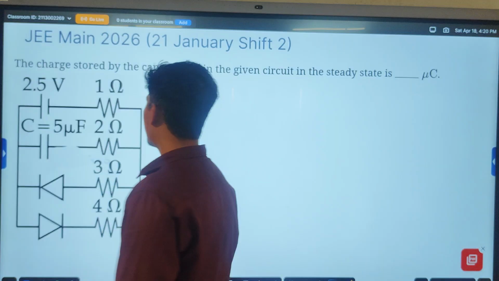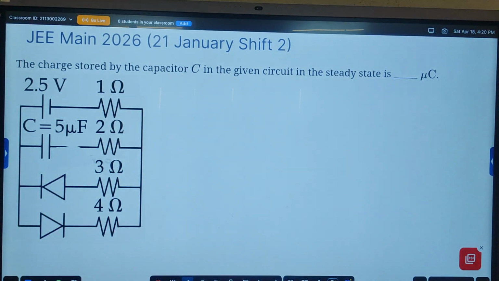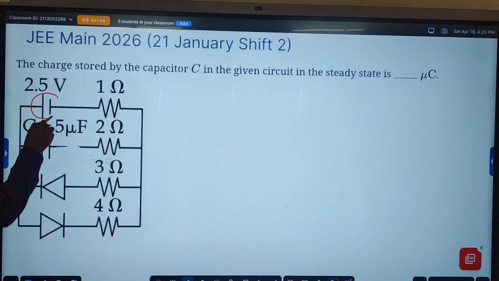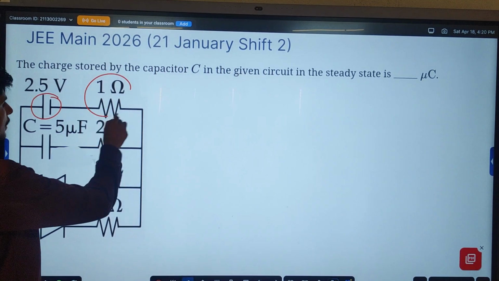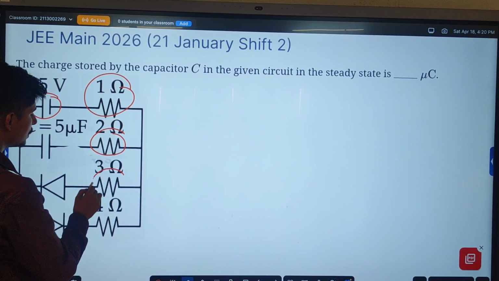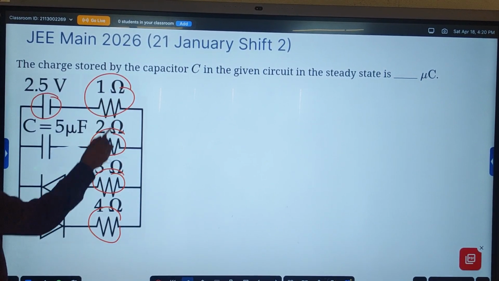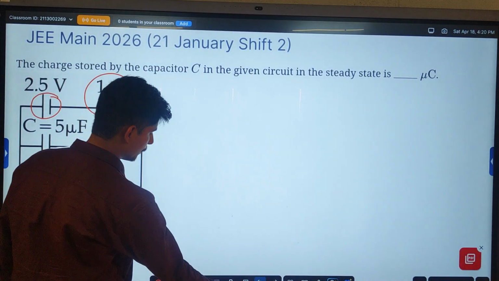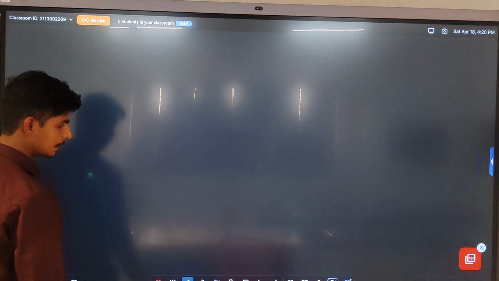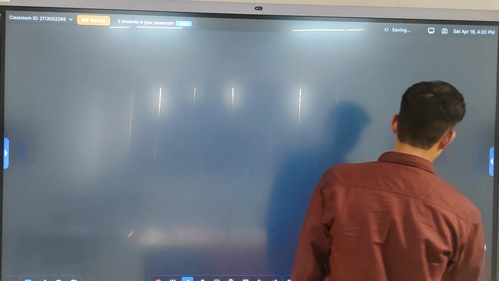In this question, a circuit is given. In this circuit, there is a 2.5 volt battery, a 1 ohm resistor, a 2 ohm resistor, a 3 ohm resistor, and a 4 ohm resistor. These are all resistors in parallel, no problem.